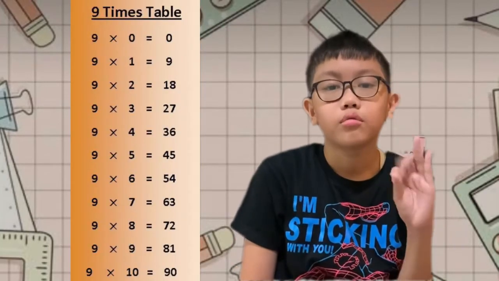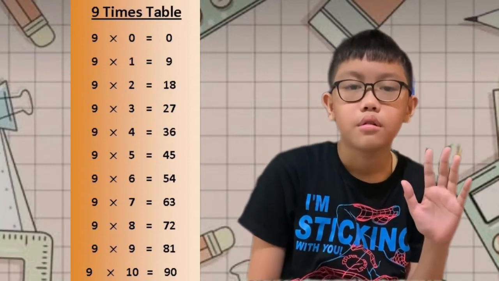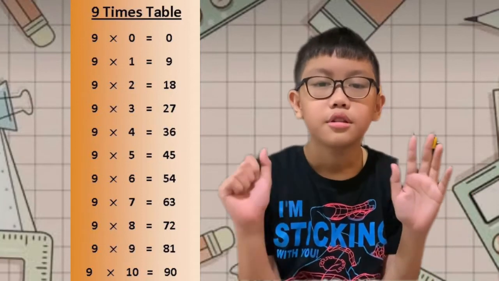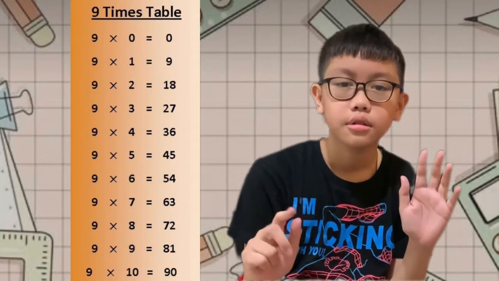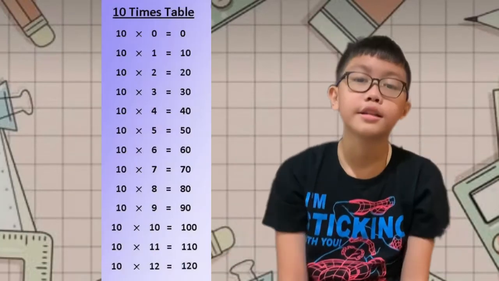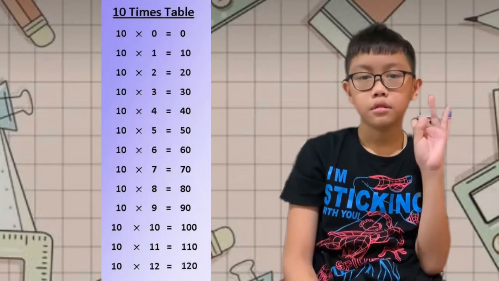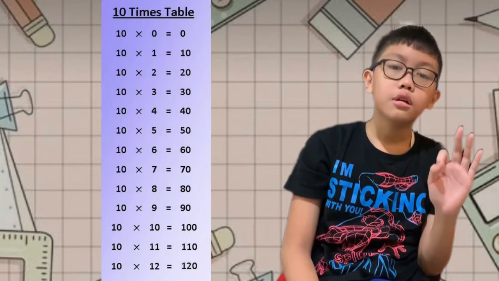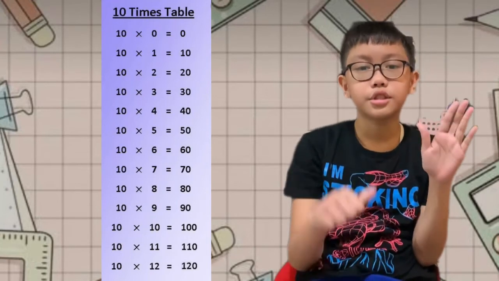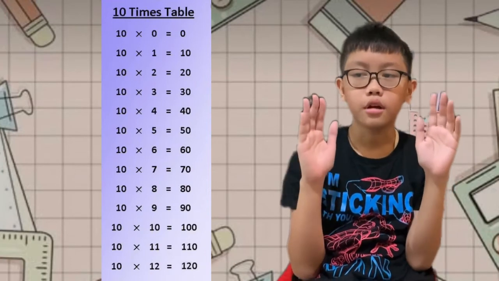9, 18, 27, 36, 45, 54, 63, 72, 81, and 90. Lastly, multiplication table of 10. 10, 20, 30, 40, 50, 60, 70, 80, 90, and 100.